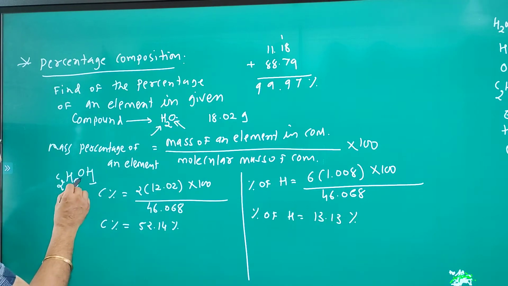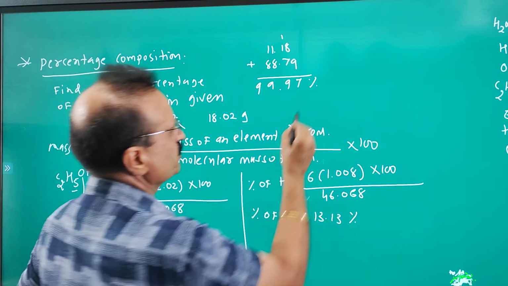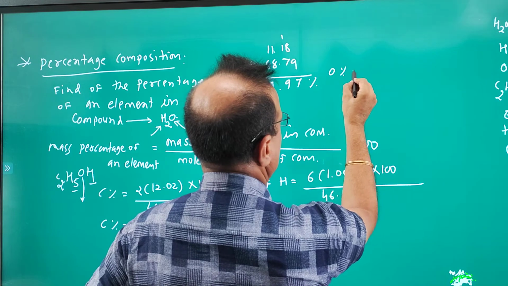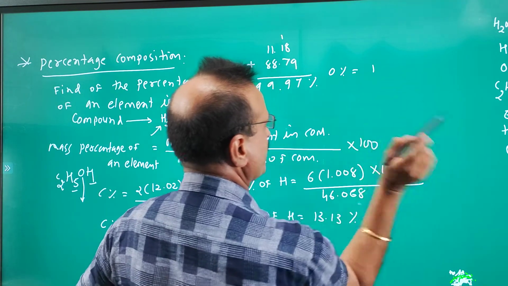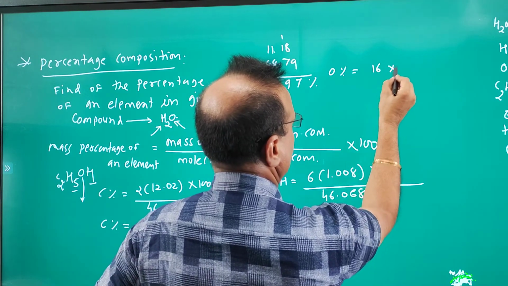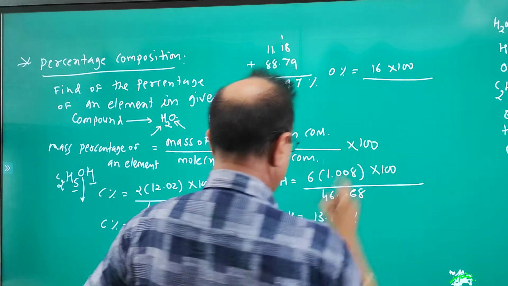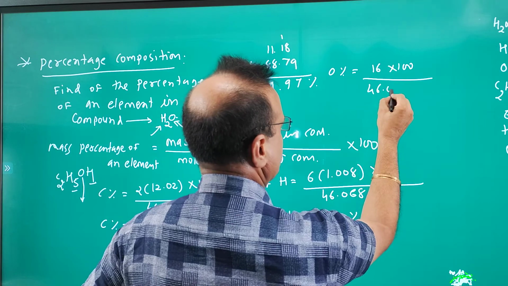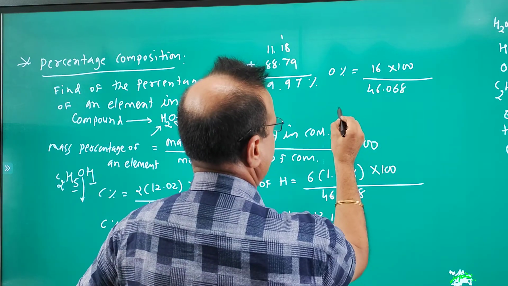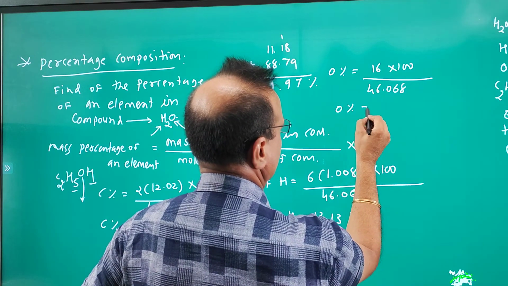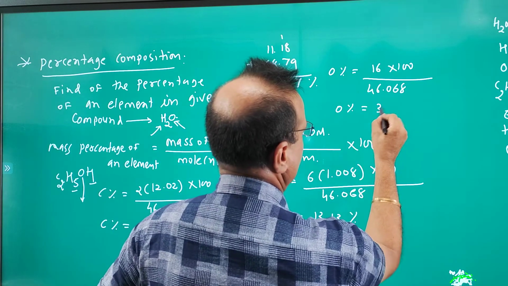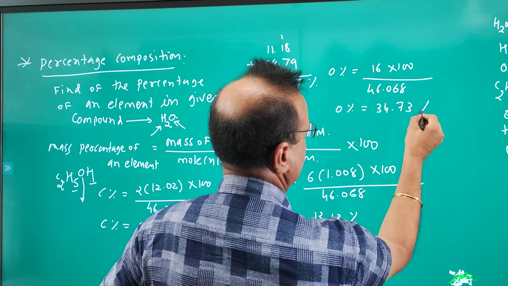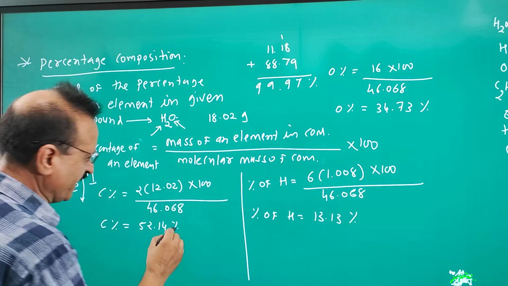Now we are going to find out the percentage of oxygen. There is only one oxygen, so it is 16 into 100 upon the molecular mass, which is 46.068. You will get the percentage of oxygen as 34.73%. So we have got three answers.